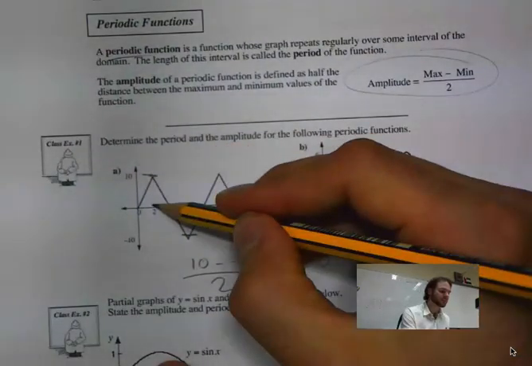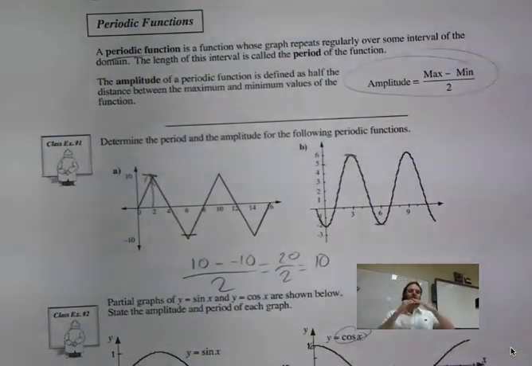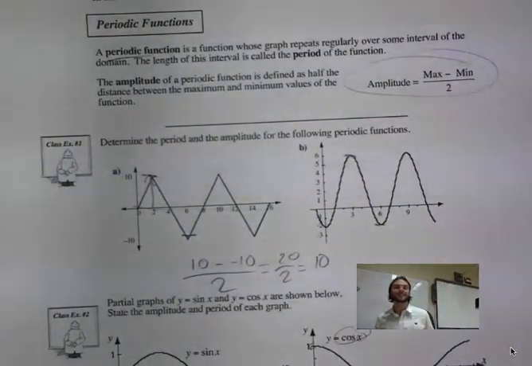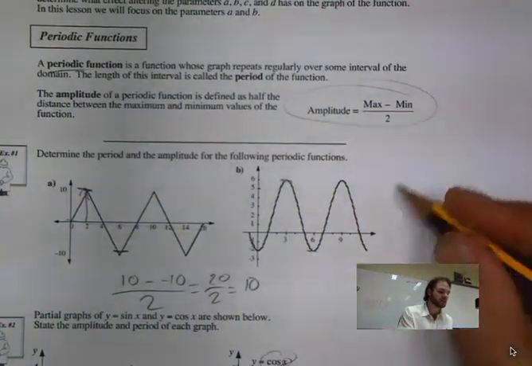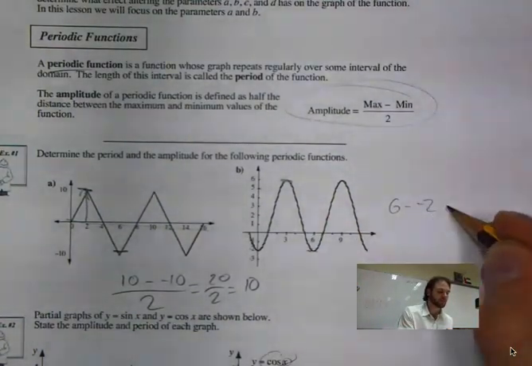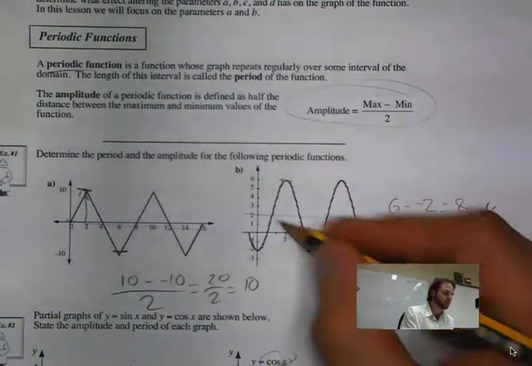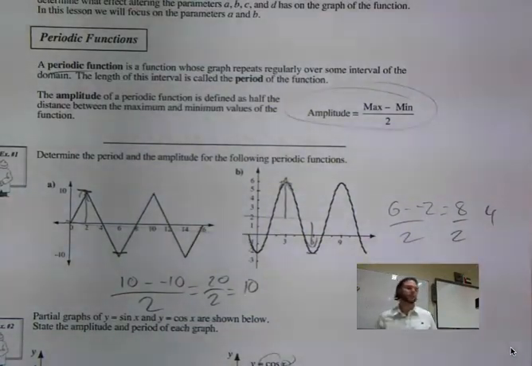And what that does is tell us from our flat mid-range, what is the dispersion, or how much it fluctuates from the mid-level here, or the median. This one here is 6 subtract negative 2, which will give me 8, and we divide that by 2, which is 4. So from the median, it's 4 up and 4 down, and that is my amplitude.